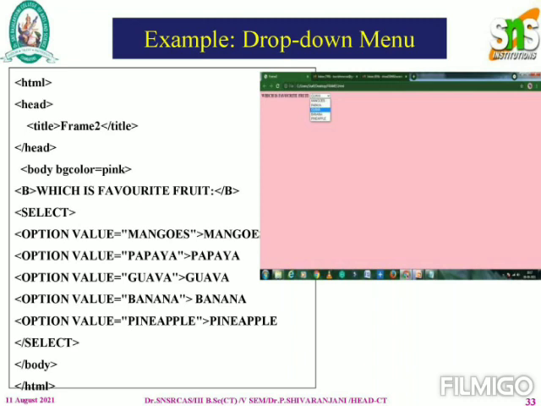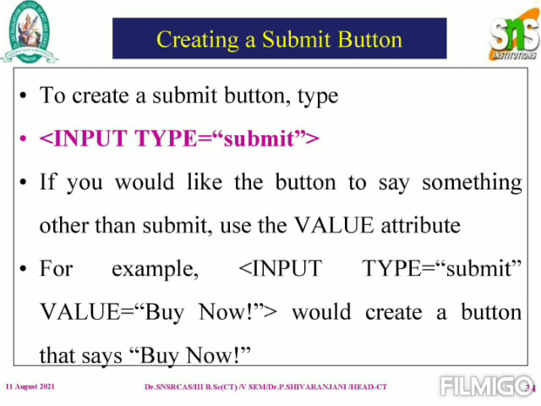So the next one is you are going to create a submit button. In order to create a submit button, you have to type input type equal to submit. If you would like the button to say something other than submit, you can use the value attribute. For example, input type equal to submit, value equal to buy now. So this means that you have given the value to be displayed on the particular button as buy now. So this will display the button with the name called buy now.